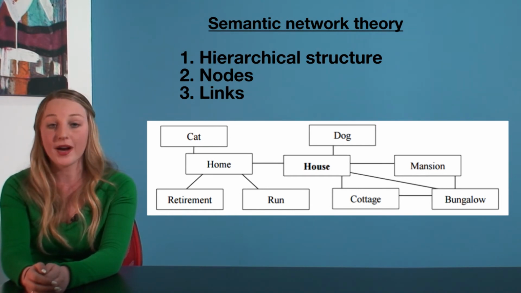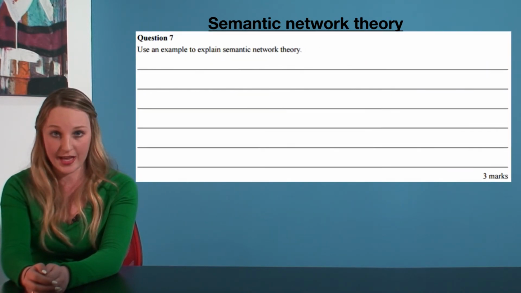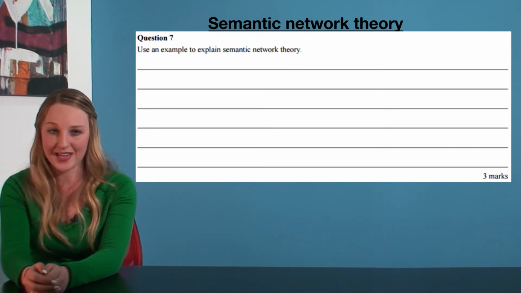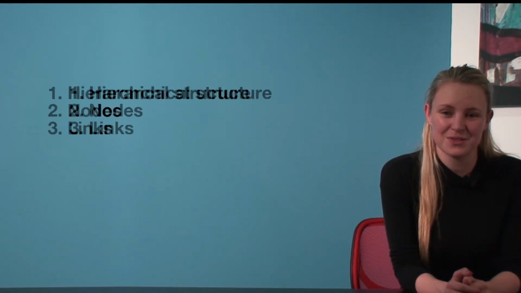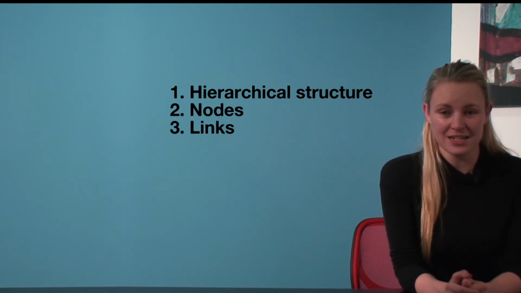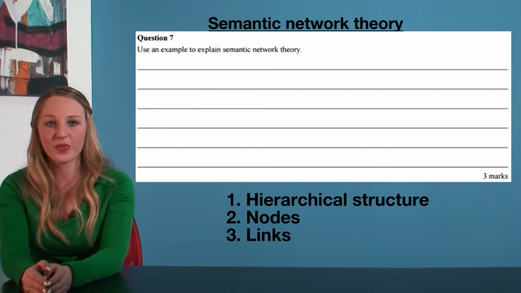Let's have a go at a practice question then. This one is from the 2012 Vika exam. It reads, use an example to explain semantic network theory. It's worth 3 marks. Hey Michaela, I think Vika wants you to use those 3 characteristics of the semantic network theory. Doing that, plus applying them to a suitable example, should get you those full 3 marks.